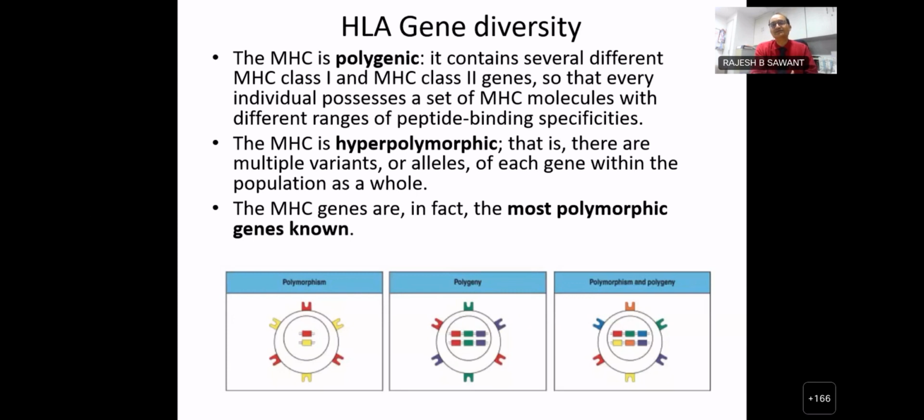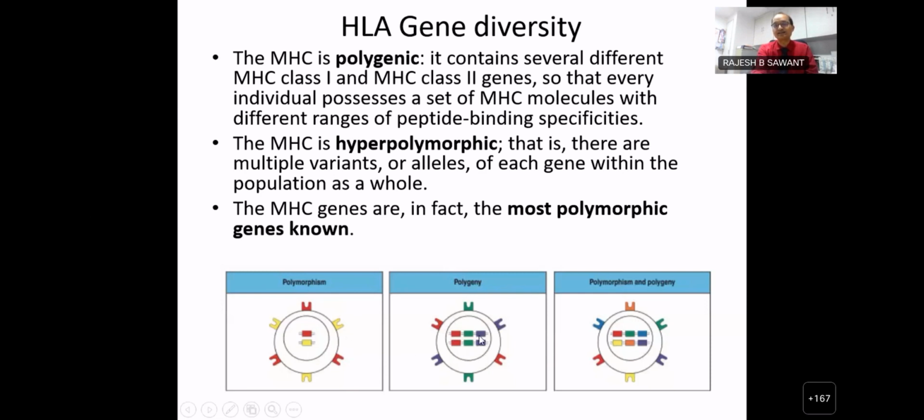Now let us come to an understanding of the diversity, right? As I said in the beginning, there's a lot that we don't know in this particular subject. That is because of this gene diversity. So as we said, MHC is polygenic. That means it contains several different class 1 and class 2 genes, so that every individual will possess a set of MHC molecules with different ranges of peptide binding specificities, and therefore it becomes polygenic. Also, the MHC is hyperpolymorphic. That means there are multiple variants or alleles of each gene within the population as a whole, right? And the MHC genes, in fact, are the most polymorphic genes.